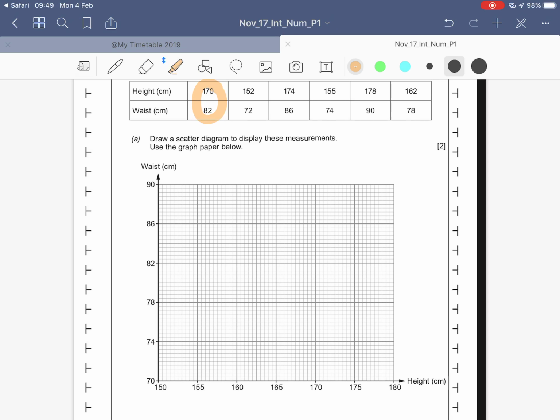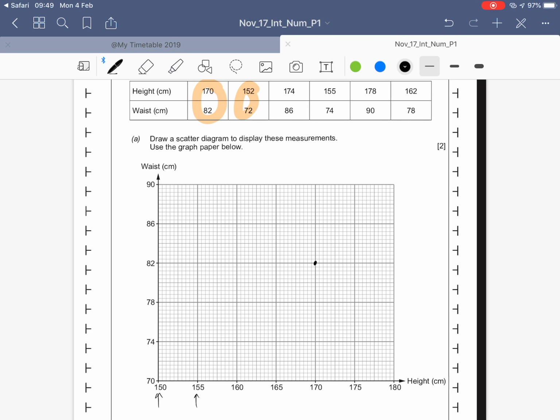So 170 and 82. So I go across to 170, up to 82, put a mark, that will be for the first one. 150 and 72. Right, where is 152? So here's 150, here's 155.